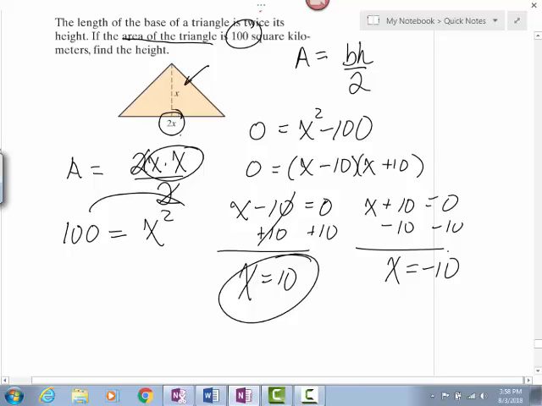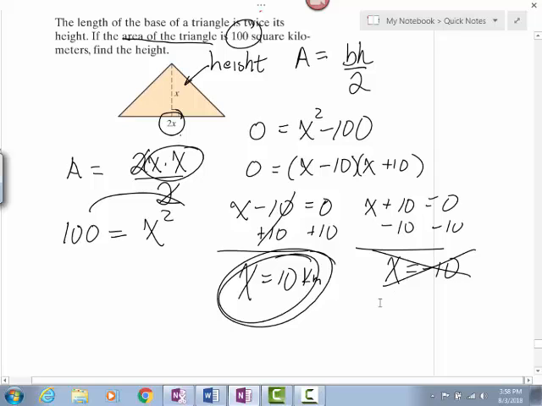But let's think about what these variables stand for, right? x stands for the height. So the height here is going to be 10 kilometers, because we're in kilometers. Negative 10 wouldn't make any sense to say, right?